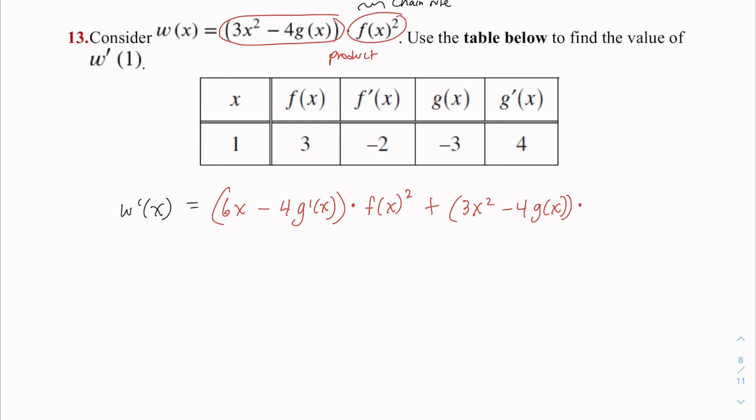Well, the derivative of f of x whole squared is going to use the product rule, or rather the power rule. So the 2 comes in front. That gives me 2 monkeys to the power of 1. So it'll be 2 f of x to the power of 1 times the derivative of the inside, which is f prime of x.